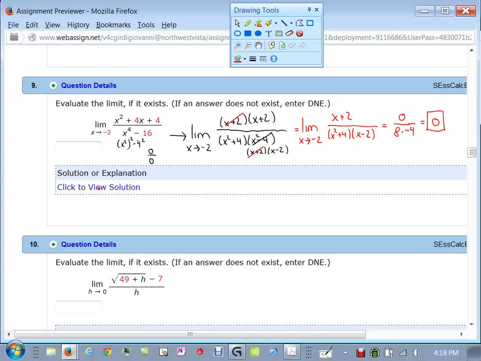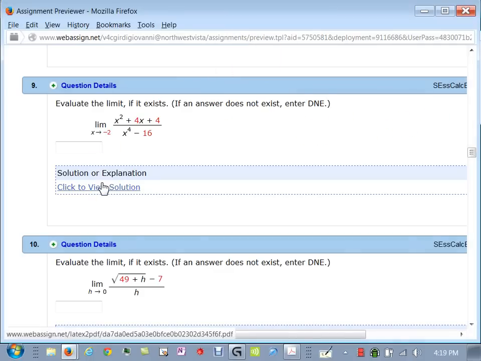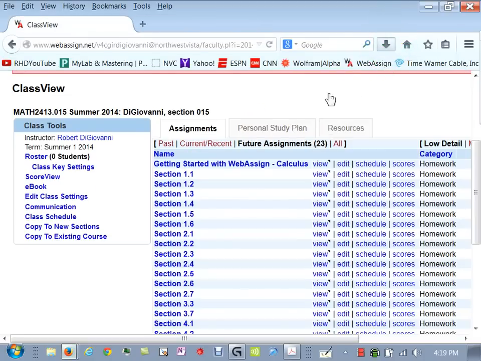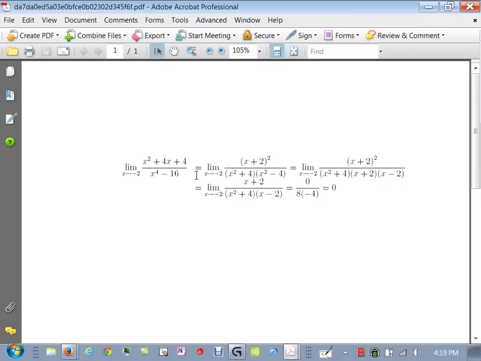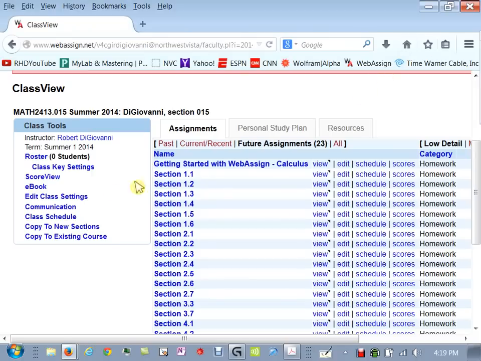I wonder if they, in their solution, talk anything about the difference of squares. No, they don't really do anything there. They just do exactly what I did. I mean, they don't explain it, I guess.